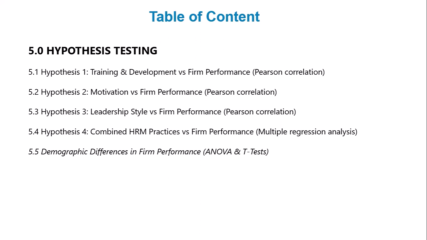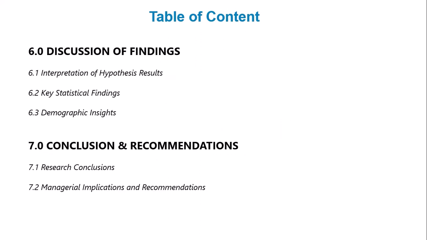All right. So we also look at a discussion of findings, which means that we are going to interpret our hypothesis results. So, a comprehensive analysis of our four hypothesis testing outcomes. Look at them. We look at statistical findings. What are the things we find? The summary of significant relationships, effect size, and explanatory power of our findings. We also look at demographic insights, which is an analysis of how respondent characteristics influence perceptions and outcomes.